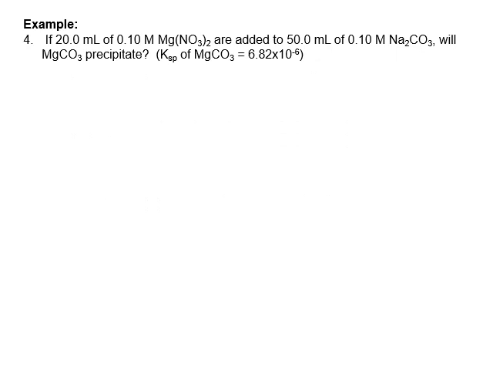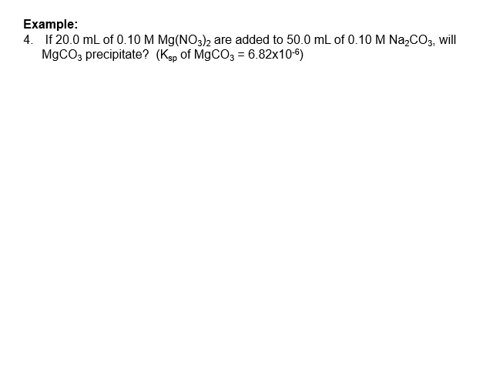Let's look at an example. If 20 milliliters of 0.1 molar magnesium nitrate are added to 50 milliliters of 0.1 molar sodium carbonate, will magnesium carbonate precipitate? The KSP of magnesium carbonate is 6.82 times 10 to the minus 6.